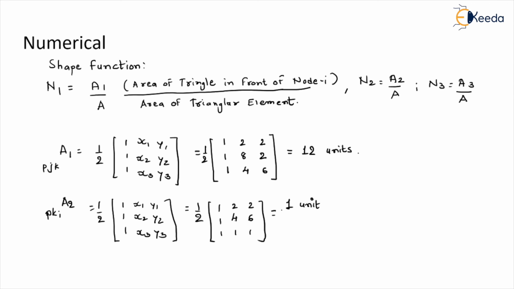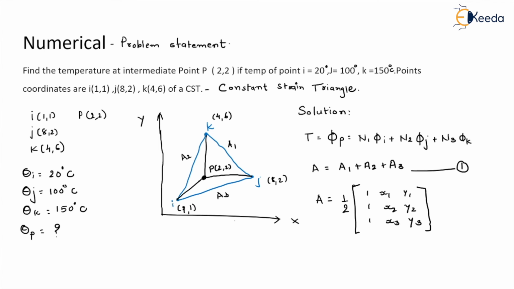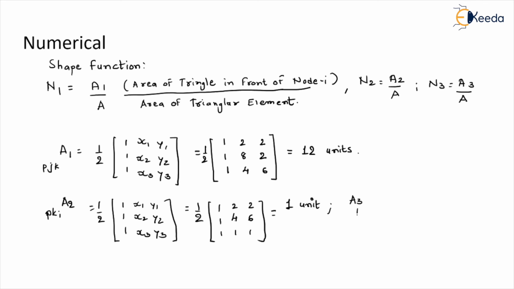Same for area A3. For area A3, we need to consider P, I and J. So we can put the values 1, 2, 2, 1, 1, 1, 1, 8, 2. If you solve this matrix, we will get a total of 3 units.